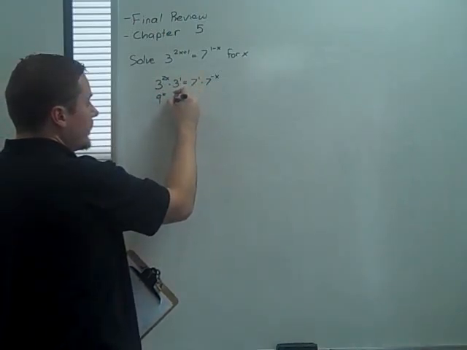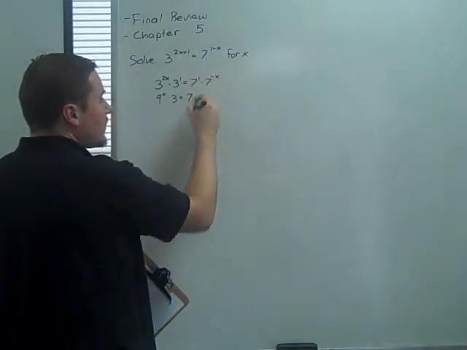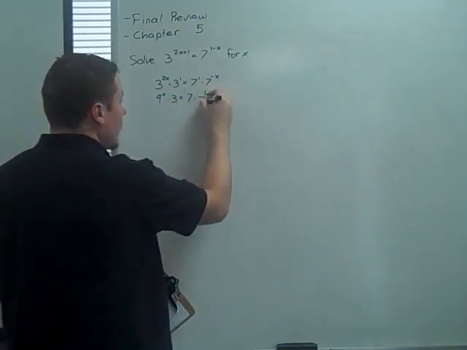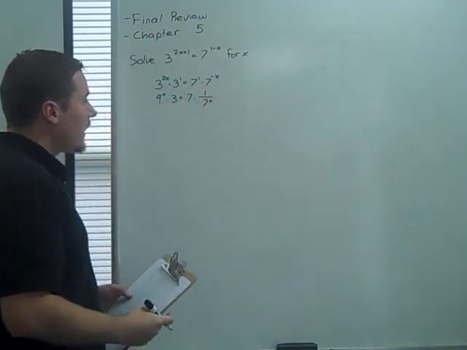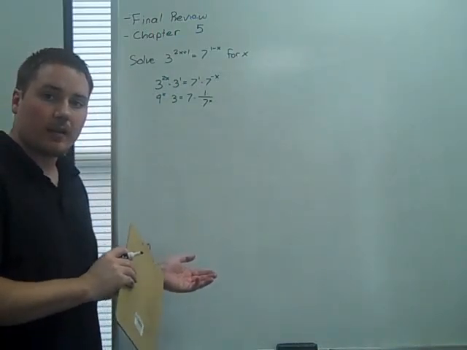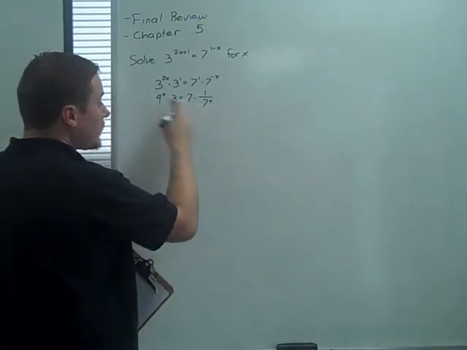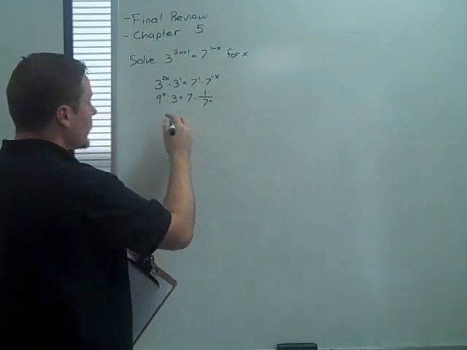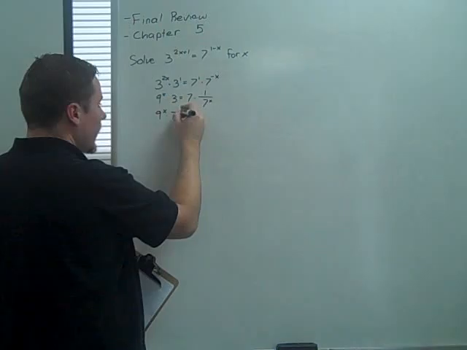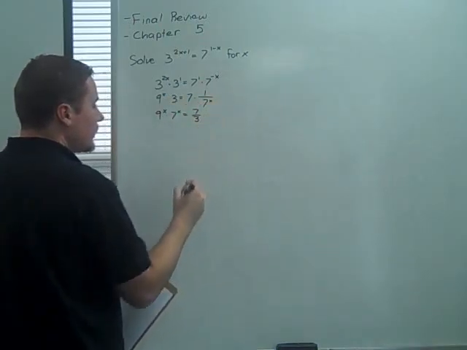3 to the first is just 3. 7 to the first is just 7. Now 7 to the negative x, that's 1 over 7 to the x. Now, just like in the other problem, I'm going to get everything with an x on one side and everything without an x on the other. So I need to multiply by 7 to the x and divide by 3. So I'm going to get 9 to the x times 7 to the x, that clears the fraction, is equal to 7 divided by 3.